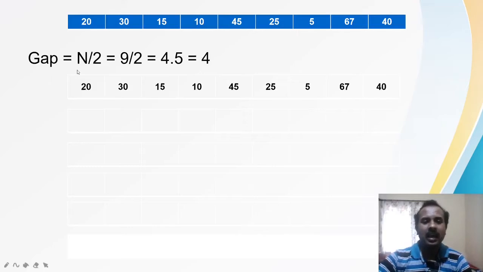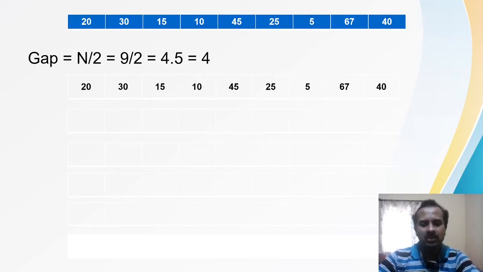So let us consider I have 9 numbers, that is 20, 30, 15, 10, 45, 25, 5, 67 and 40, which are present in an array, and I want to sort it. So how many elements are there? 1, 2, 3, 4, 5, 6, 7, 8, 9. So I have 9 elements. How to calculate the gap at the initial stage? N by 2, where N is the number of elements. So 9 by 2 is equal to 4.5, which I will convert into 4.